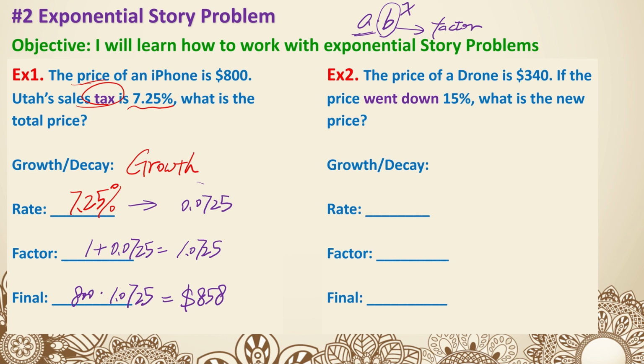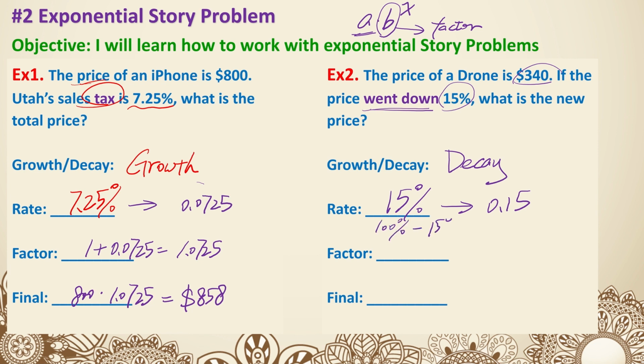Next, example 2. $340 to begin with went down, which means it's going to be decay. The percent it went down is our rate, which is 15%. And 15% is 0.15 in decimal. Because it's a decay, it's going to be going down from the 100%. So you have 2 different ways to calculate the factor. One way is what we did in example 1, or you can use 100% and subtract the 15%, which leaves 85%, and rewrite it into a decimal, which is 0.85.